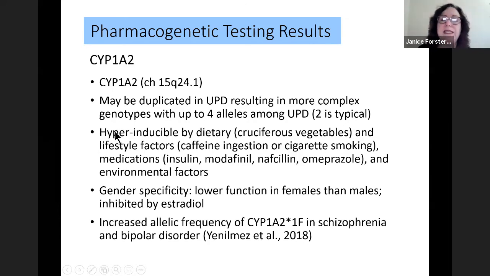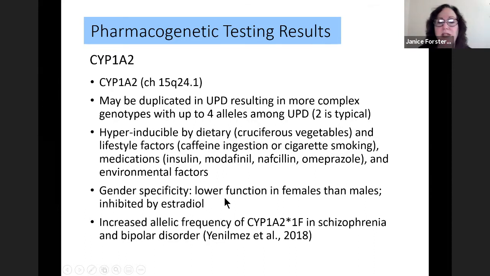CYP1A2 is important because it is hyperinducible by dietary factors, specifically cruciferous vegetables, like broccoli and cauliflower, the kinds of vegetables that are typically represented in the red, yellow, green diet. And lifestyle factors, such as caffeine ingestion or cigarette smoking, which we also see among our adults with PWS, and also vaping. And medications that are commonly used in Prader-Willi, including insulin, modafinil, the antibiotics largely used for treating cellulitis, and the proton pump inhibitors.